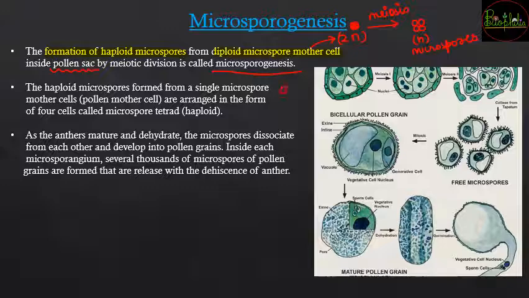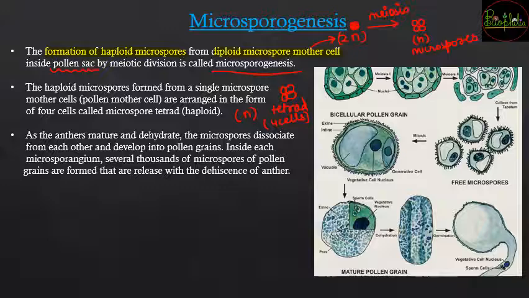अब haploid microspores जो बन गए हैं from a single microspore mother cell, these are going to be forming a 4 colony, right? 4 cells की colony बनाएंगे and this complete structure is going to be called as tetrad. Okay, this tetrad is going to be composed of 4 cells, 4 microspores, and these all are going to be haploid in their ploidy.